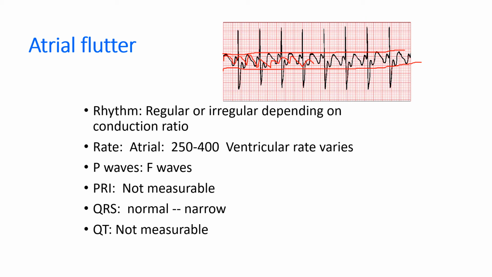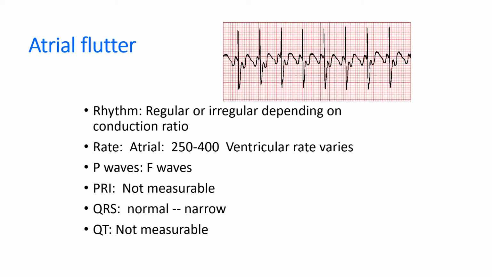In atrial flutter, the rhythm might be regular or irregular depending on how many flutter waves to each QRS. If you have a constant 2-to-1 ratio, or 2 flutter waves to 1 QRS, you're going to have a regular rhythm. If you have varying conduction, so you may have 4 flutter waves and then 2 flutter waves and then 3 flutter waves, that's varying conduction. Therefore your R to R will be irregular.